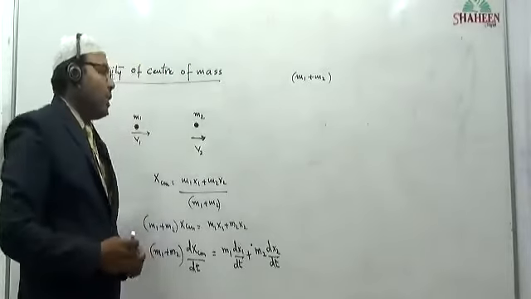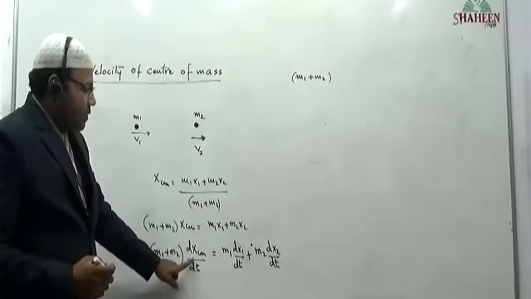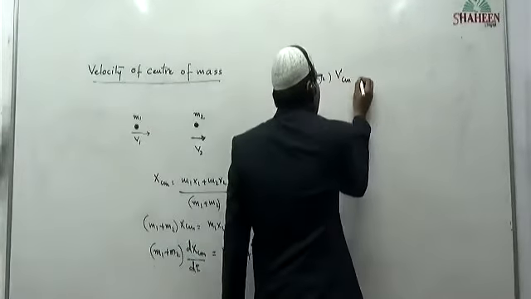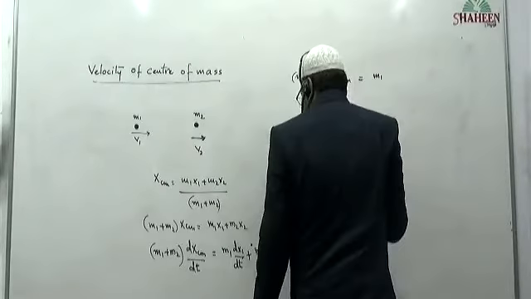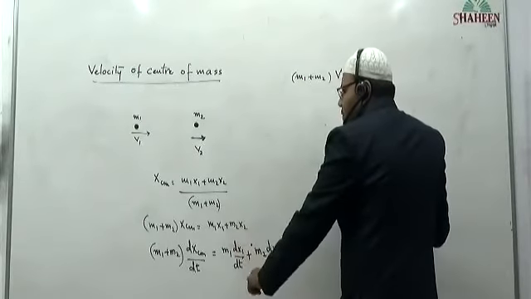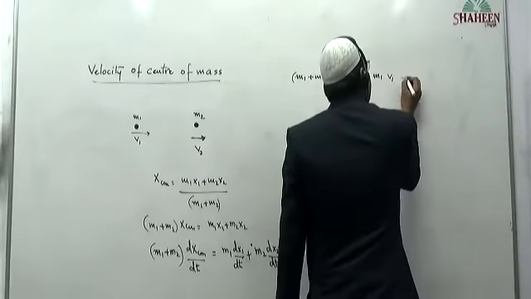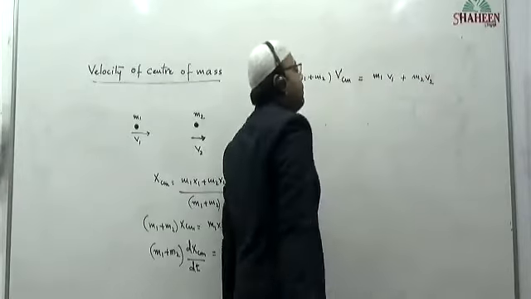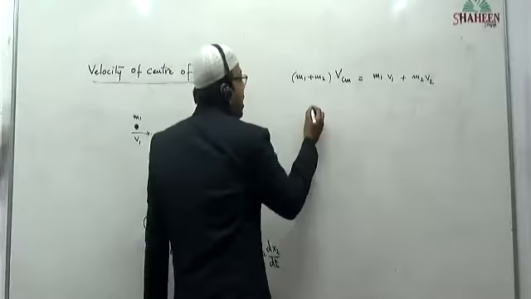So since this is dxcm by dt, that means it is the velocity of the center of mass. So this is the velocity of the center of mass, equal to m1 times dx1 by dt, which is the velocity of the first particle. So I'll write m1 v1 plus m2 v2. Now beta, what is the velocity of the center of mass we are getting?